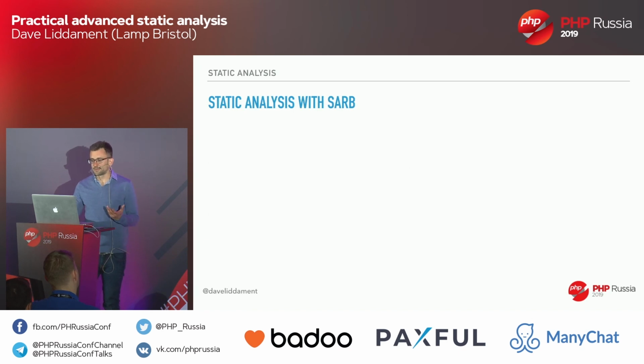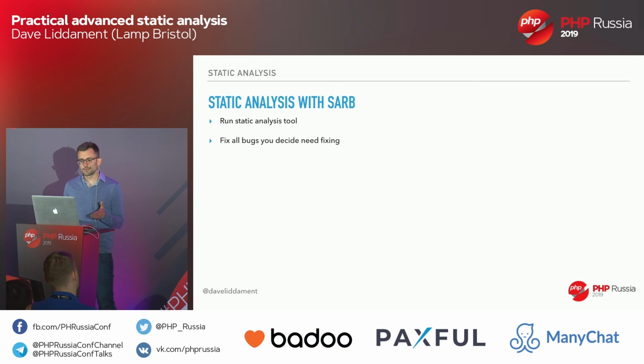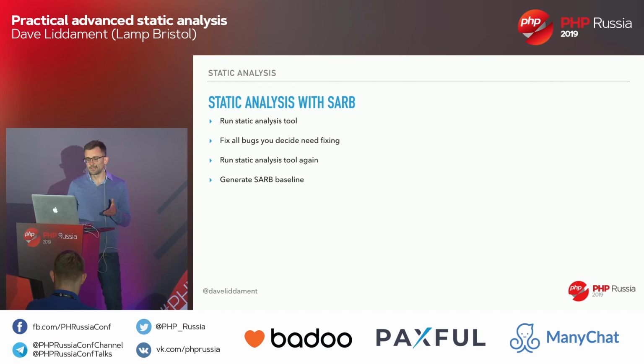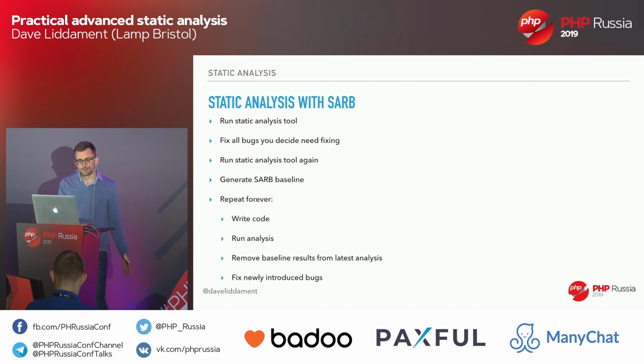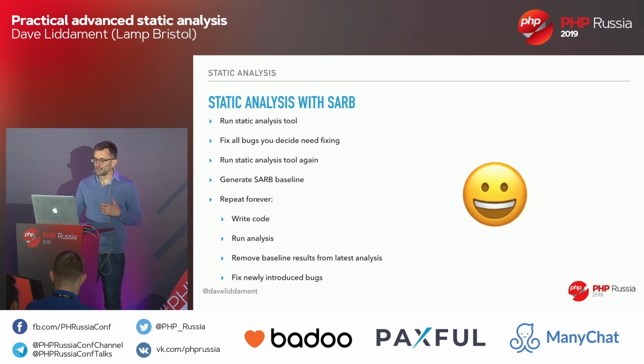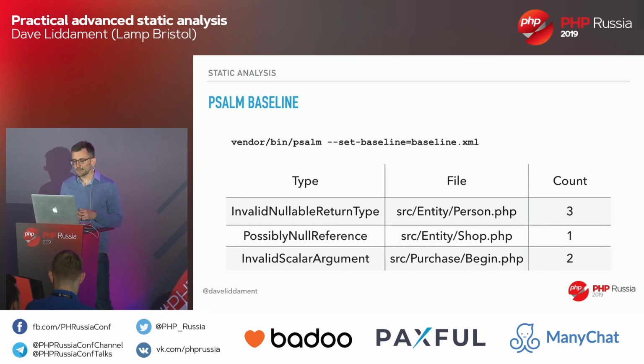So with static analysis and a tool like SARB, we would run our static analysis tool, we'd fix all the bugs we decide need fixing, we would rerun the static analysis tool again, we would create a baseline, and then from that point onwards, we'd repeat forever: we write some code, we run the analysis, we remove the baseline results from the latest analysis, and we fix the newly introduced bugs, and hopefully we'll be happy.